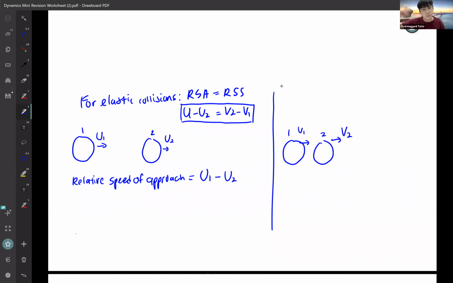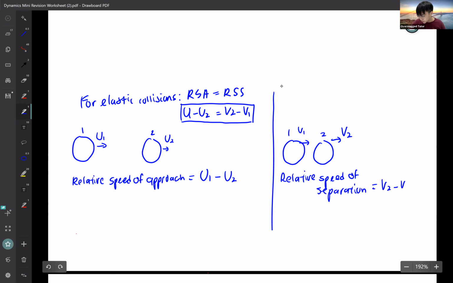Why? So that it can separate. So that ball 2 can move away from ball 1. For separation to occur, the ball in front, ball 2, must be moving faster than the ball behind, which is ball 1. Therefore, relative speed of separation, you can think of it again as how much faster is ball 2 moving relative to ball 1, so it's V2 minus V1. That's the logic. Okay, time's up.